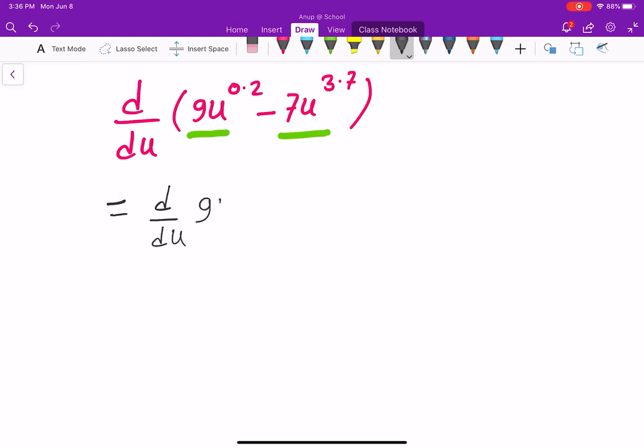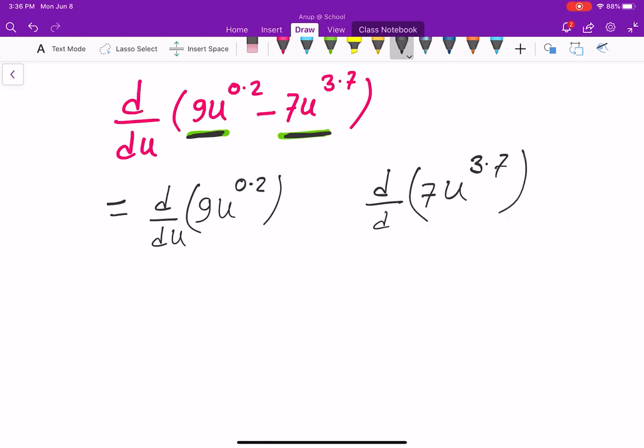9 times u to the power 0.2 with respect to u. Find the derivative of 7 times u to the power 3.7. So find the derivative of each of those terms with respect to u, and then just find the difference between the derivatives. That is what the difference law says.